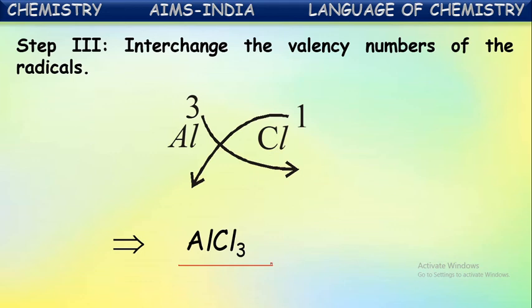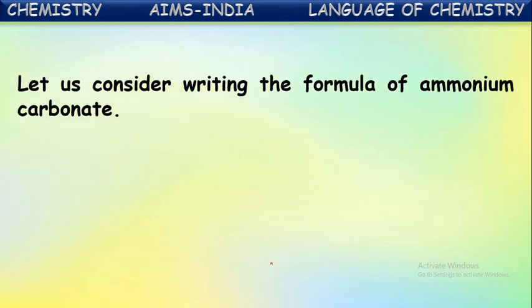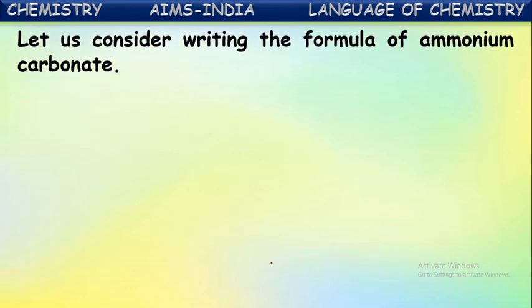Okay, let us see one more example. Let us practice one more example to make it clear. Let us consider writing the molecular formula of ammonium carbonate. See here, both are radicals, meaning ions with more than one atom in their formulae. What is the formula of the ammonium ion? We know it is NH4⁺. What is the formula of the carbonate ion? Its formula is CO3²⁻.